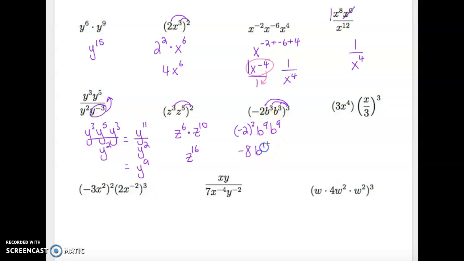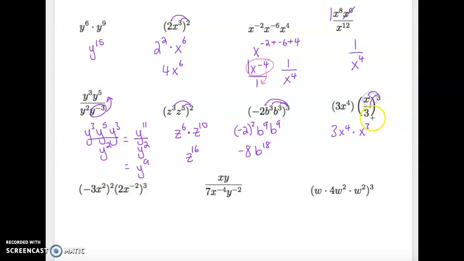So I get b to the 18th. All right, let's go ahead and do this next one. So in this one, my cube, first and foremost, is applying to this quotient, but that's okay, and I can go ahead and distribute because I don't have addition or subtraction happening in there. So I'll just have 3x to the 4th times on top, it'll be x to the third.